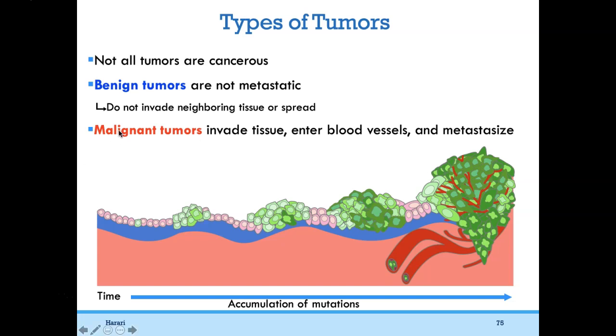Malignant tumors, mal means bad, like maleficent, right? Malignant tumors invade tissues, enter blood cells, and metastasize. So malignant tumors are the ones that are very deadly. And over time, a benign tumor can become malignant. So it starts off as one mutated cell, can grow and accumulate, grow and accumulate, grow and accumulate over time, and then it can enter the bloodstream and start metastasizing.